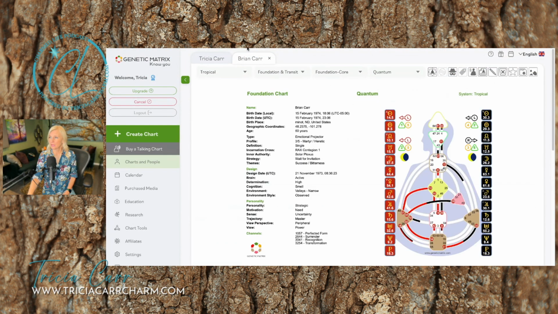And let's see if I can get my husband's to turn up here. Yeah, so here's my husband's chart. He also has that center at the top that is not colored in. He has a couple of gates colored in there, the red dots. The red dots, the gates, are the other way that you can see what those dominant abilities are.